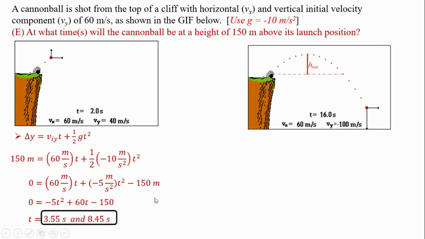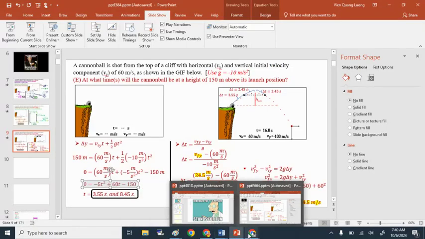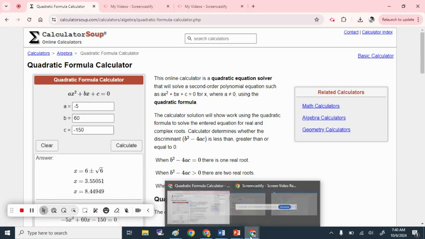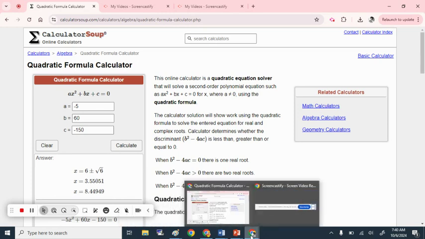All right, so I'm going to exit the screen and just, again, punch it into the quadratic solver on the internet and then show you that it does come out to be the same. Okay, so negative 5, 60, and negative 150. So here's my quadratic solver. The only difference here is the C coefficient. I'm going to punch that in. And there are your two values of 3.55 and 8.45. And so find a calculator that can do this, or graph it, or use a graphing calculator.